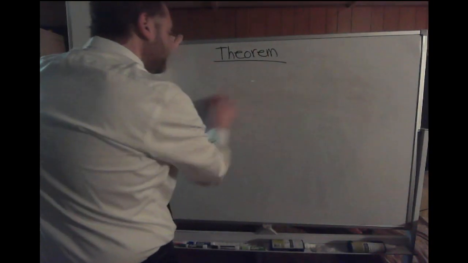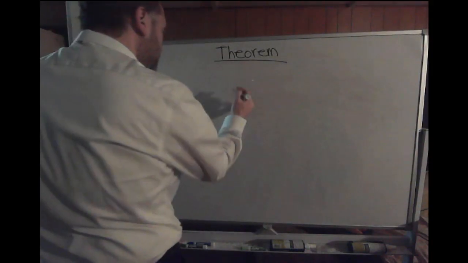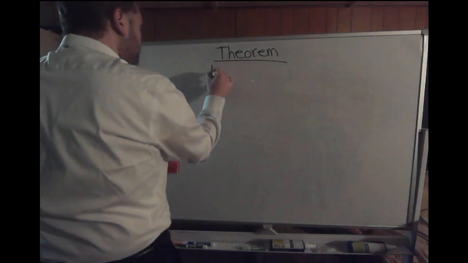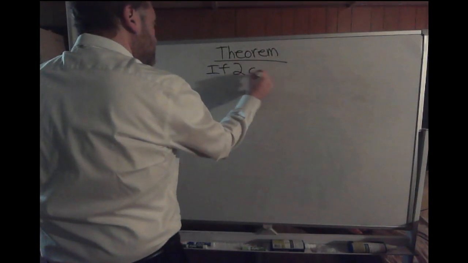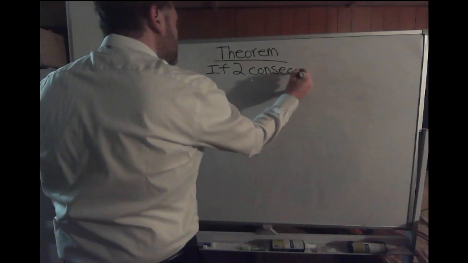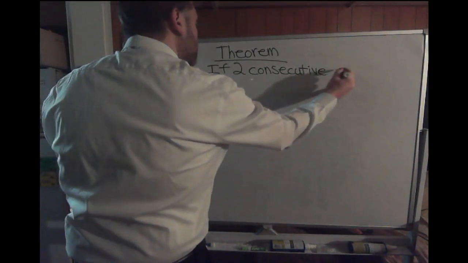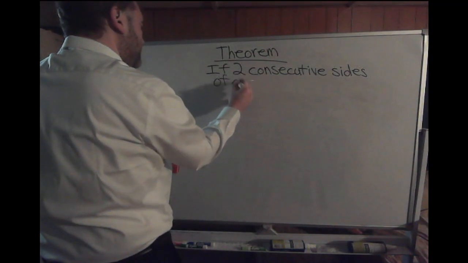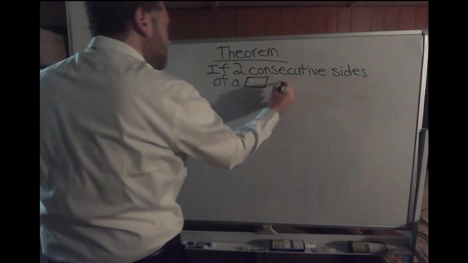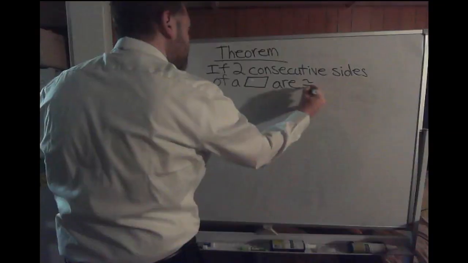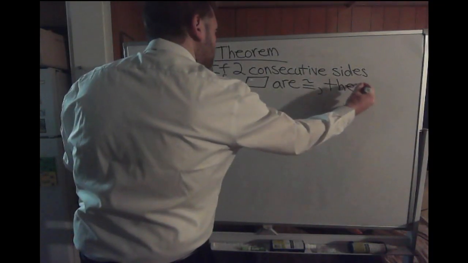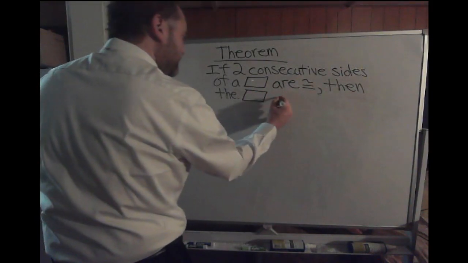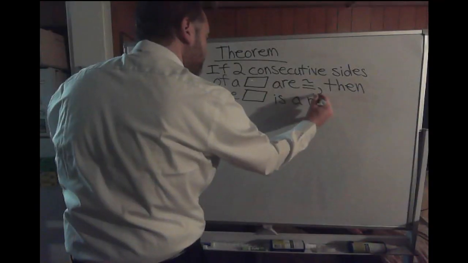This one's going to be real easy here. So, if two consecutive sides of a parallelogram are congruent, then the parallelogram is a rhombus.